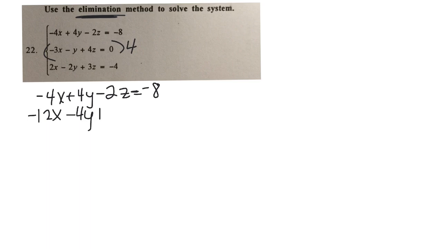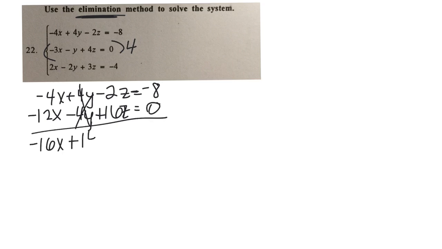I get, let's see, negative 4x plus 4y minus 2z equals negative 8. It's so important we copy correctly on these problems. I'm going to multiply the second equation by 4. So I get negative 12x minus 4y plus 16z equals 0. Let's not forget the 0 times 4 is 0. And then I get negative 16x. My y's eliminate. I get plus 14z equals negative 8.